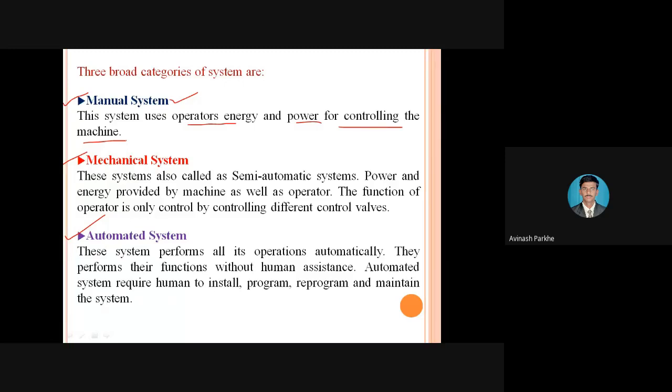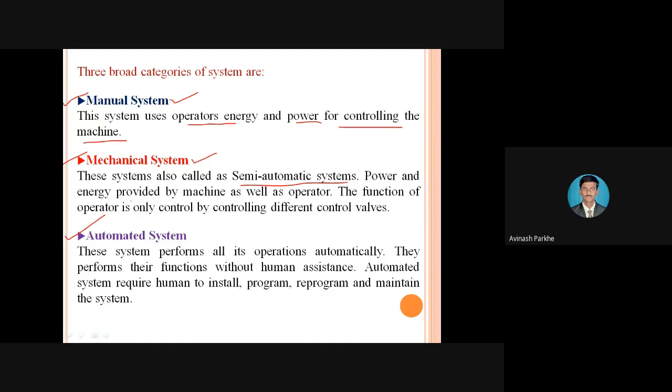If I have to start the machine, the operator is required. If I have to perform the operation, again the operator is required. If I have to stop the machine and remove the job, again the operator is required. That means without an operator, it is not possible to handle this particular manual system. Then the second system is called a mechanical system. This particular system is called a semi-automatic system. Semi-automatic means sometimes the machine can be operated automatically, but sometimes without an operator it is not possible to start that particular machine. Therefore, this system is called semi-automatic.